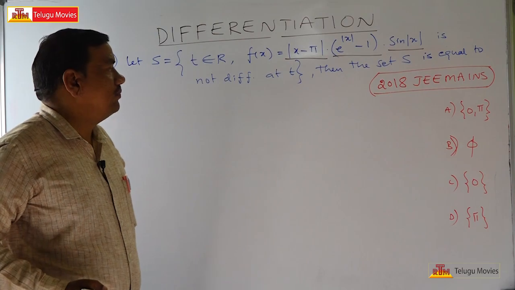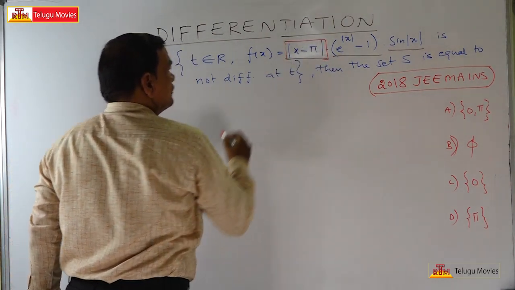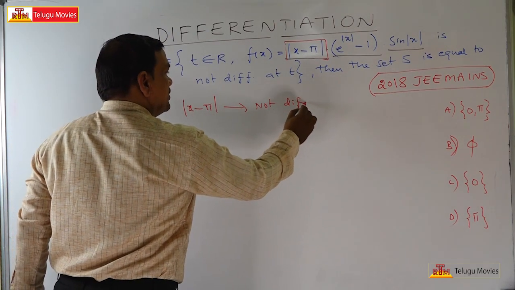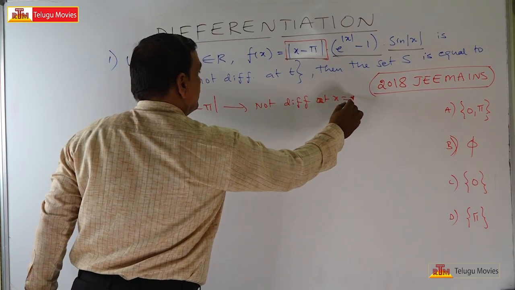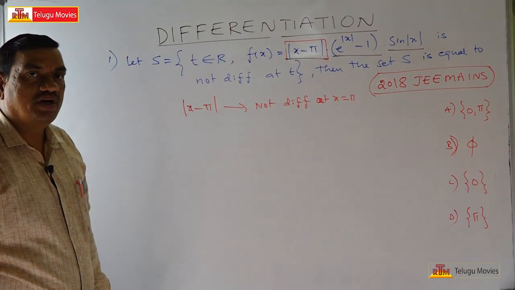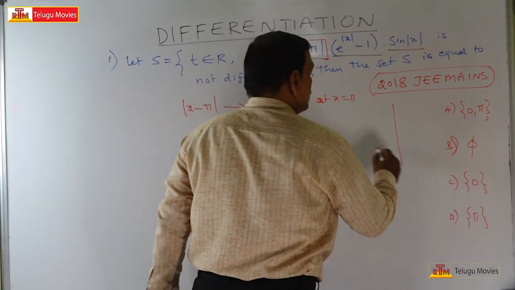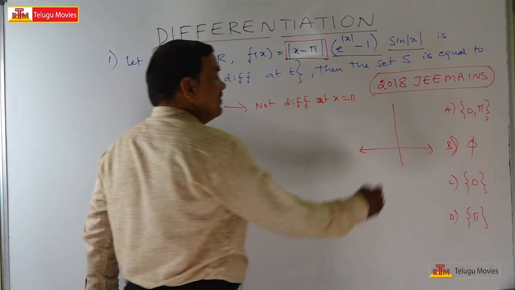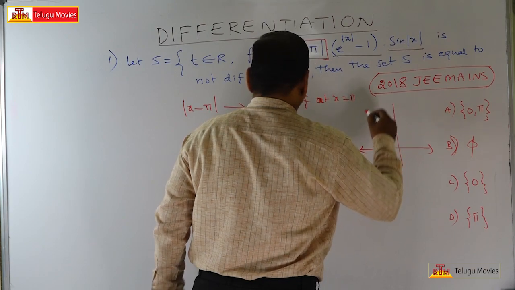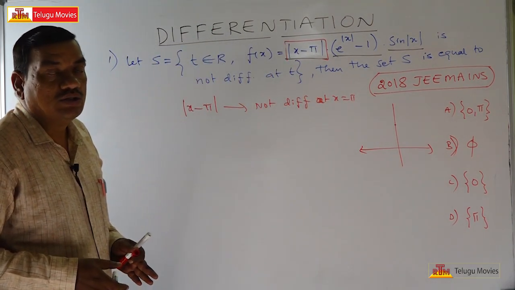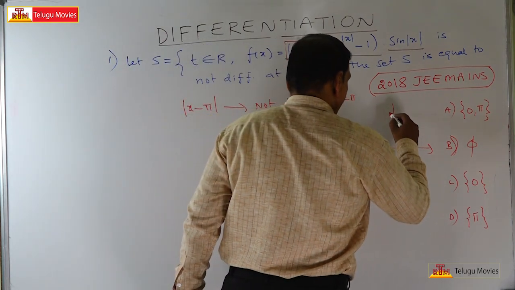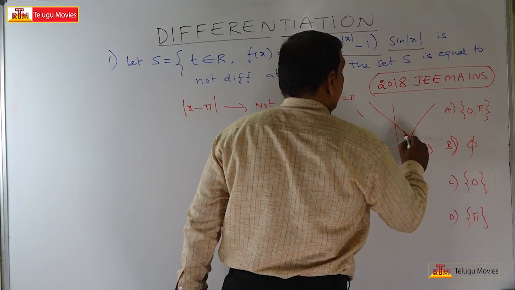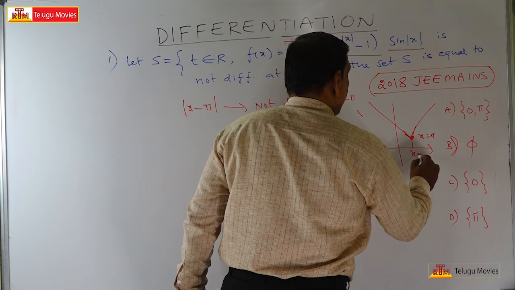Welcome back to this problem. First, consider this function, modulus of x minus pi. It is not differentiable at x is equal to pi. Why? Because if you see the graph of modulus of x minus pi, it will be this type of function. Modulus of x with minus pi means it will move rightward, it will come to this side. So at this time, x is equal to pi.